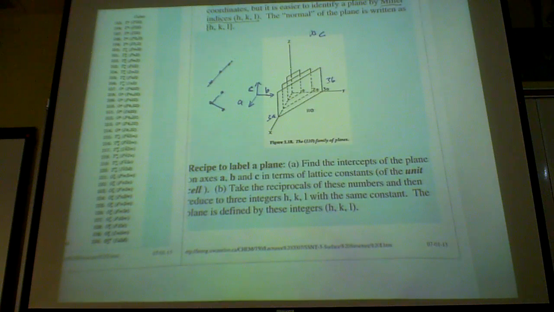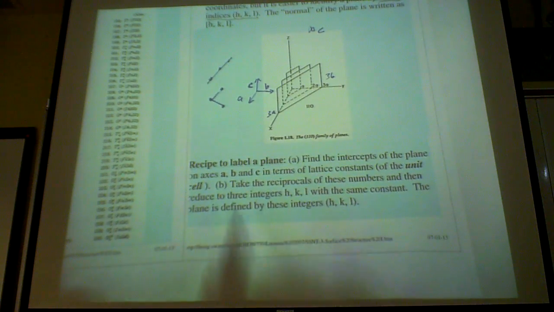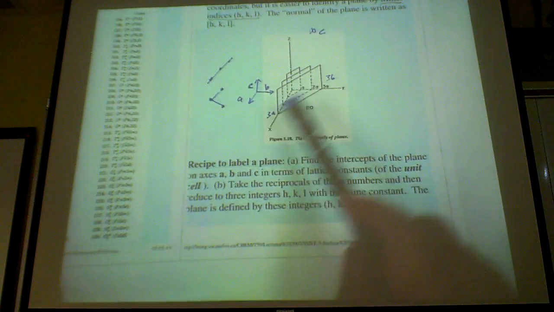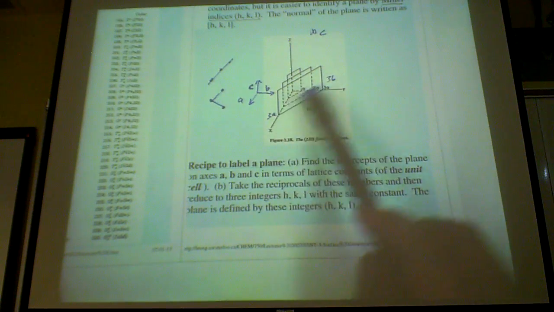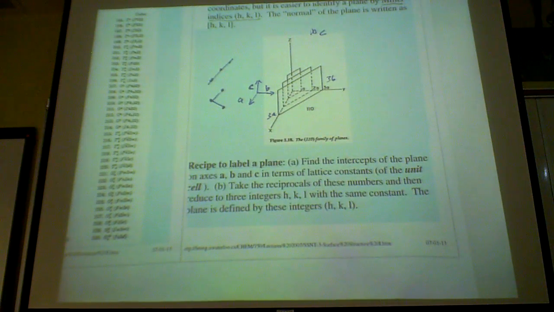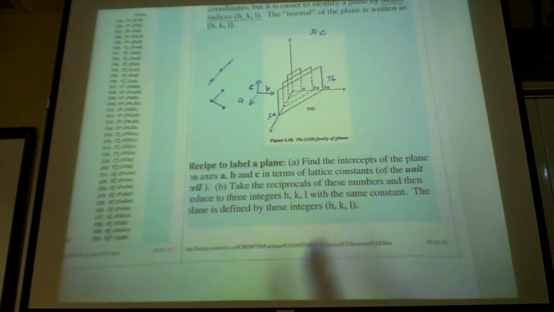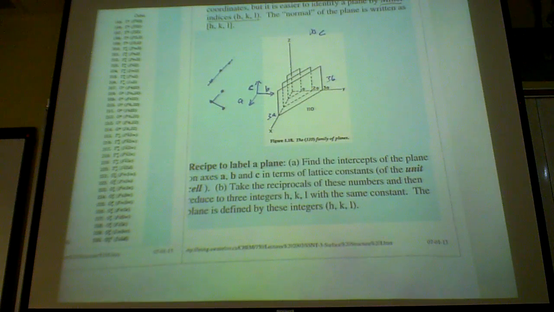Then step 2 is to take the reciprocal of these numbers, divided by the respective lattice vector constants. So divide by A, B, and C respectively. Then you generate these h, k, and l fractions, and then you scale it up to become nice numbers. Let me give you an example.